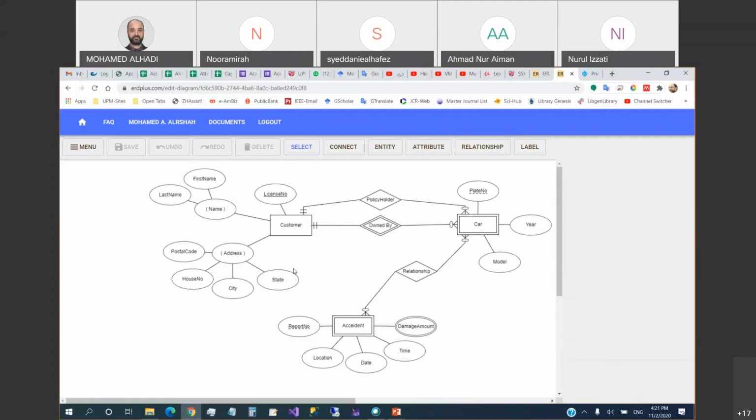So if in the exam, or in the test, or in the assignment, I give you a diagram like this and I ask you to create your tables, you never create a column for a composite attribute. A composite attribute will never be created as a column, but the sub-attributes will be created as columns. Is that clear, guys?